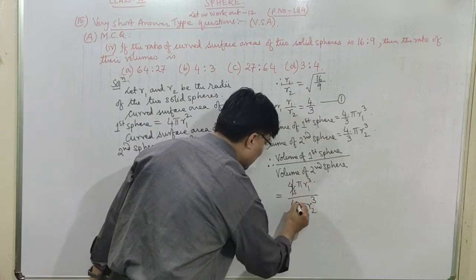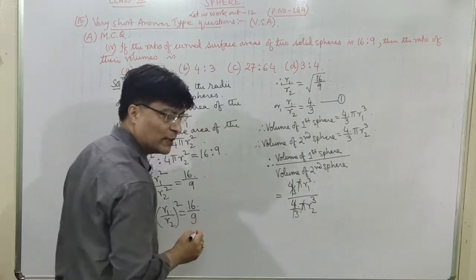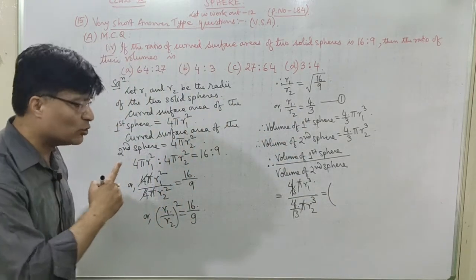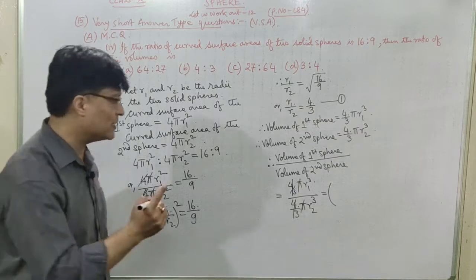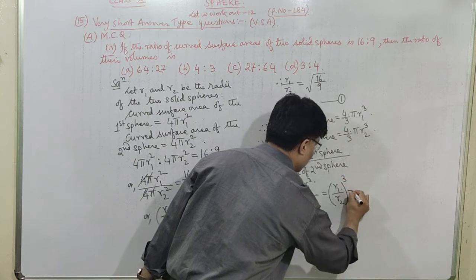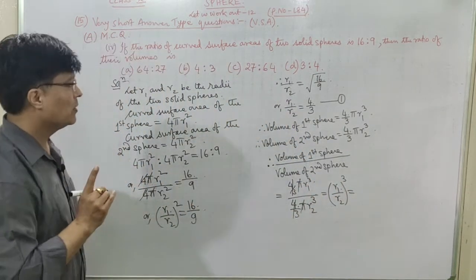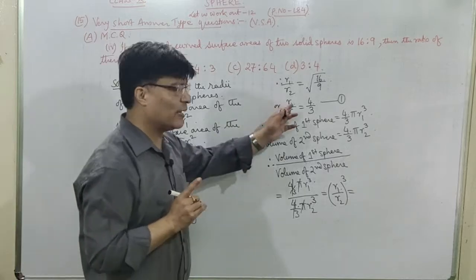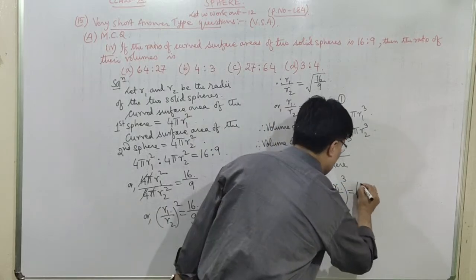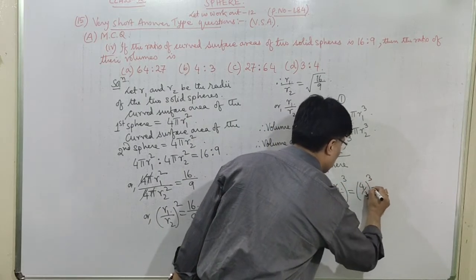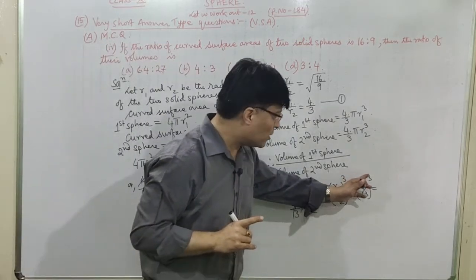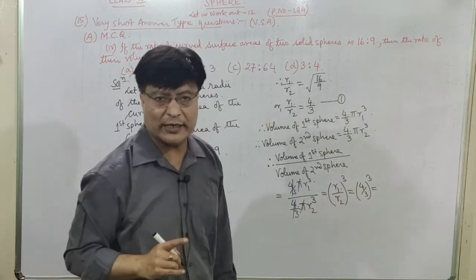Okay, so here you can cancel this 4/3 and this pi will be cancelled. Now you can write it in terms of whole cube, that is r1 cube divided by r2 cube can be written as (r1 by r2) whole cube, which is equal to, now from 1 we know the value for r1 upon r2, which is equal to 4/3. So this is (4/3) whole cube. Now this power 3 is for both numerator as well as denominator.